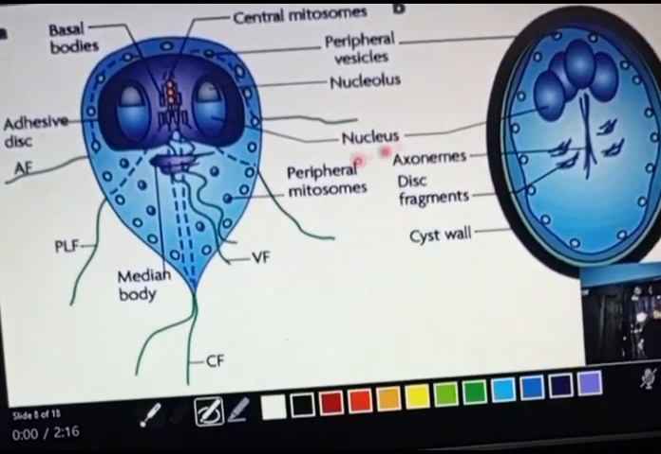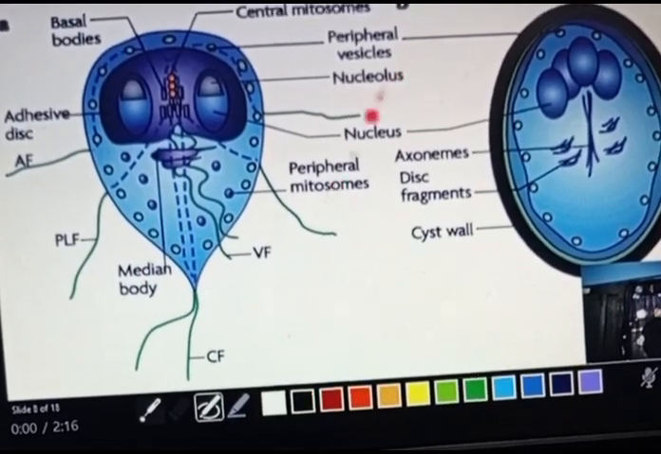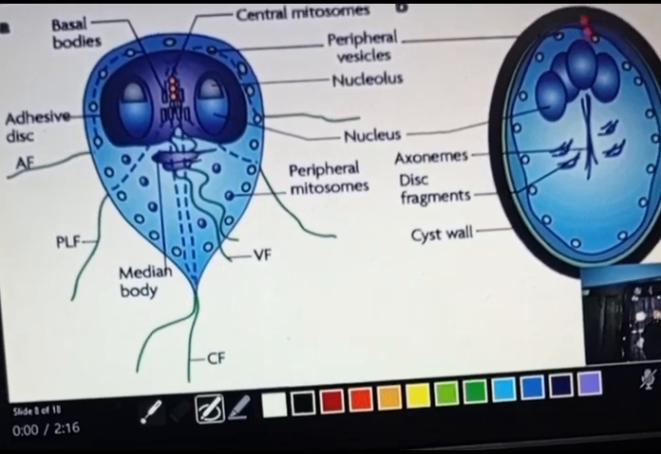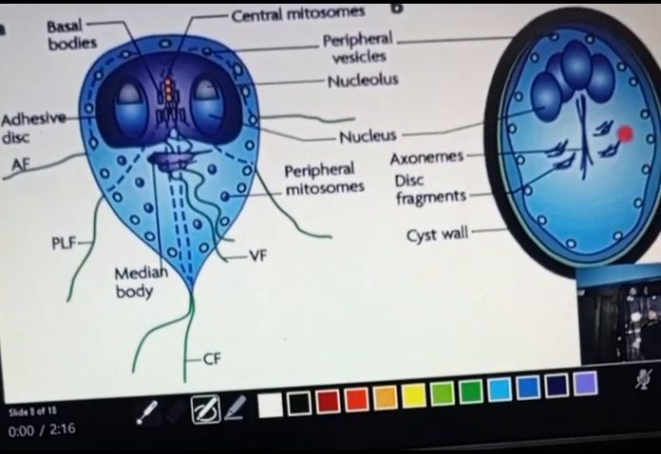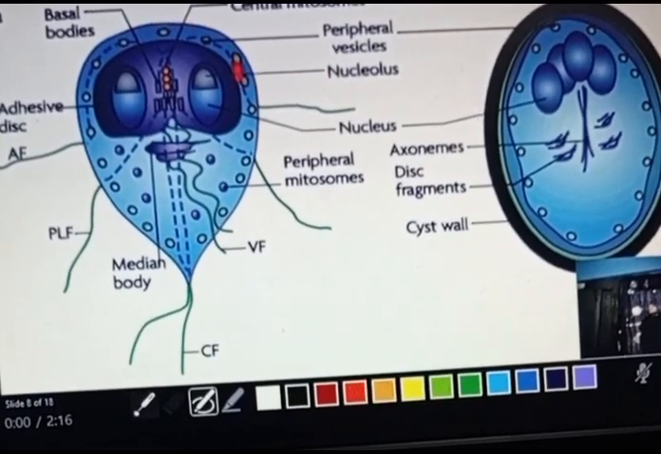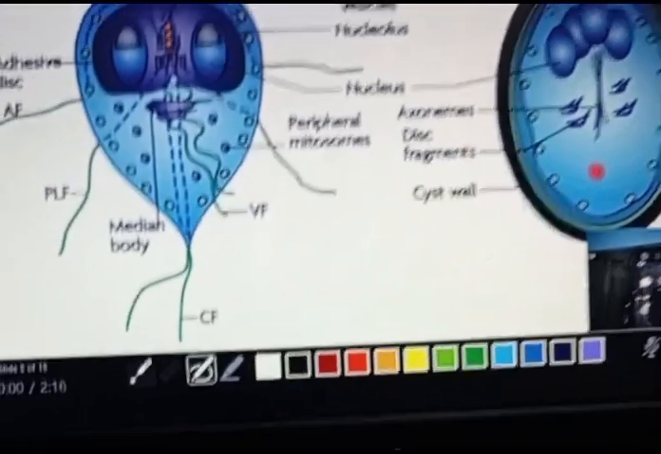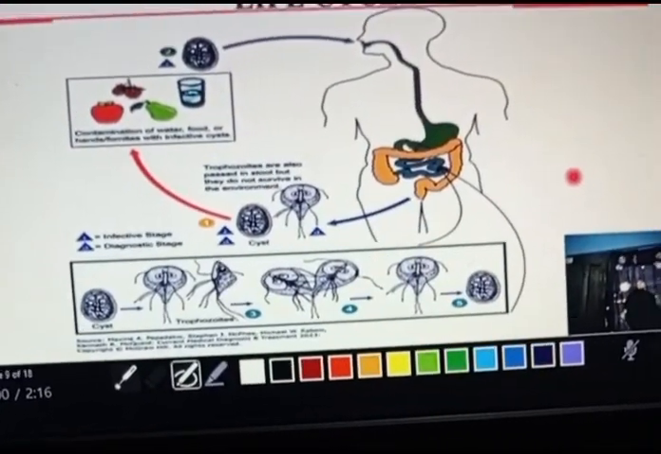Now the legs or flagella in this one are not in the cyst. Looking at the shape, this one looks like a heart or a pear, while this one is just oval in nature. Now we look at the life cycle.